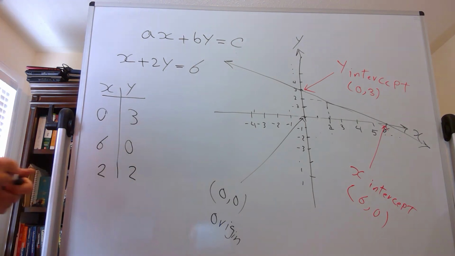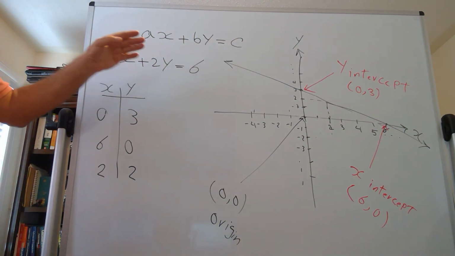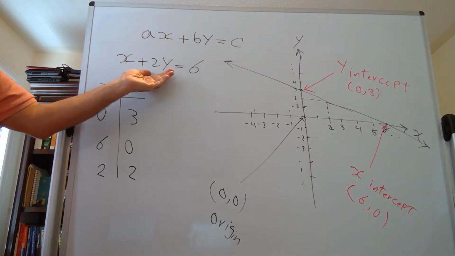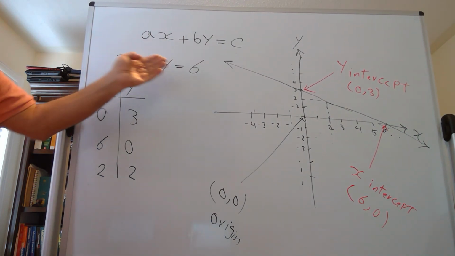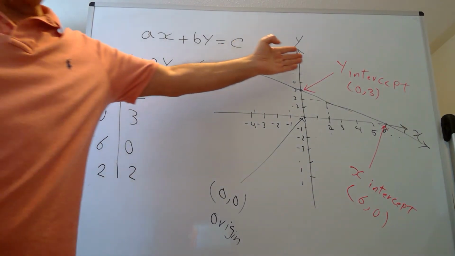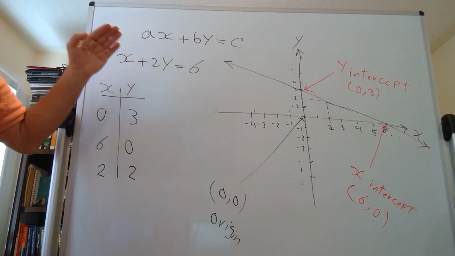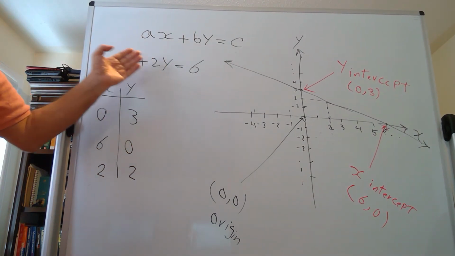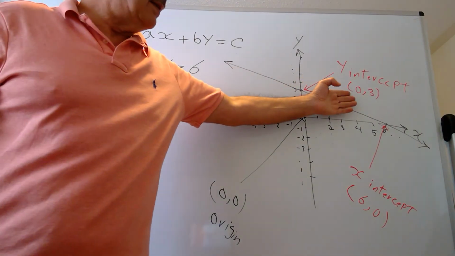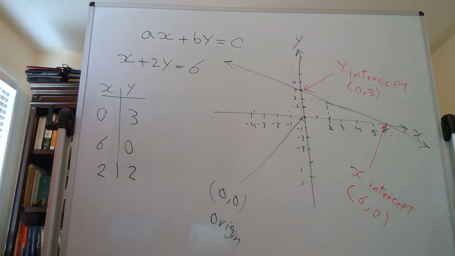So for finding the x-intercept, substitute 0 for y and find the value of x. If I substitute 0 for y, x is going to be 6. So 6 and 0 is the x-intercept. For the y-intercept, substitute 0 for x and calculate y. If I substitute 0 for x, y is going to be 3. So this is the y-intercept, this is the x-intercept, and this one is the origin, which is 0 and 0.